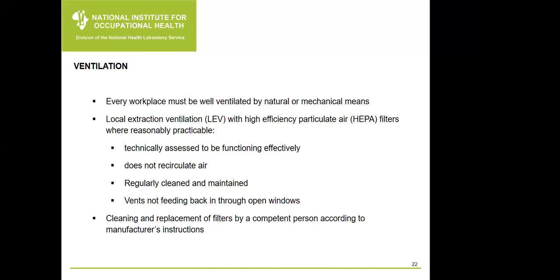With regard to ventilation, every workplace must still be well ventilated. I know we're moving closer to winter again, so it will be difficult for most of us, but where possible, opening windows in your workplace is a very effective and very easy measure to comply with to make sure that there's good ventilation in that workplace. If there is local extraction ventilation with HEPA filters, it needs to be technically assessed to be functioning effectively. It must not recirculate air, must be cleaned and maintained, and the vents must not feed back through open windows. And the cleaning and the replacement of filters need to be done by a competent person as per the manufacturer's instructions.